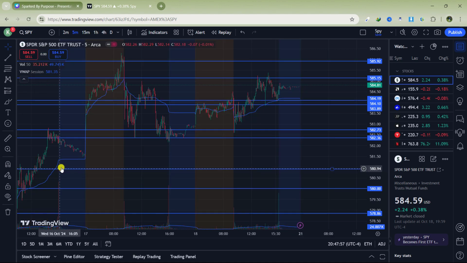The VWAP is basically kind of like an area of support or resistance as well. So if you look carefully, you will see that there's a lot of price action happening around the VWAP. So you can see that there's a lot of bouncing off of this level. There's a lot of bouncing down from this level, right? And whenever the price comes and touches the VWAP, it either bounces or rejects, right?